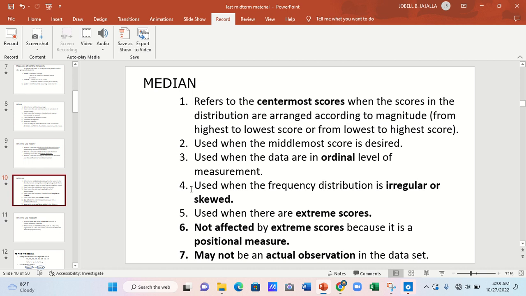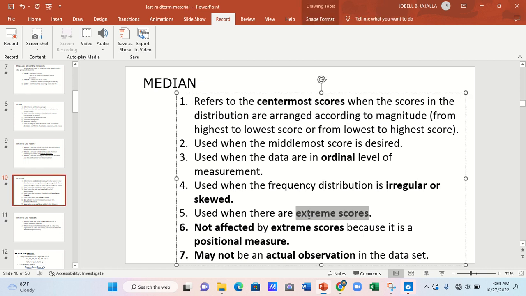Now, for number four, used when the frequency distribution is irregular or skewed. So, it does not follow a normal distribution. So, there could be many high scores or many low scores. So, those are skewed scores. So, if that is the frequency distribution of the data, what we use is, of course, the median. And number five, this is used when there are extreme scores. Like what I said earlier, if there are many extreme scores, we do not use the mean but the median.